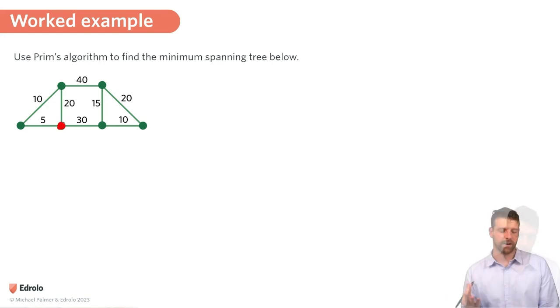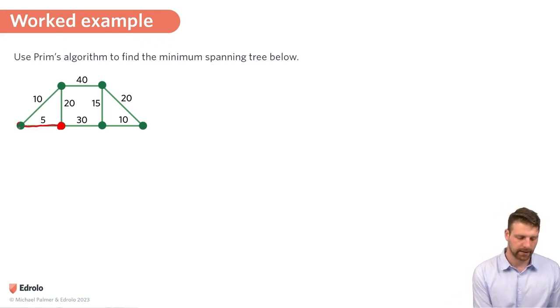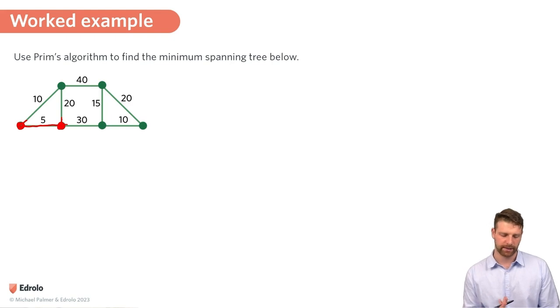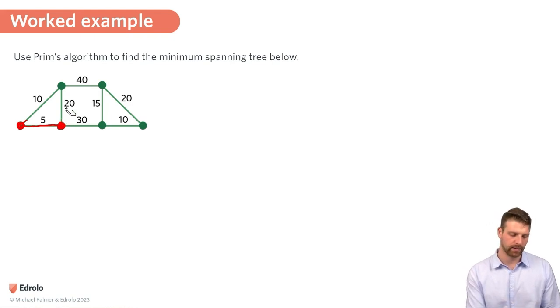You can do whatever. And I can see right now I need to choose the edge with the 5 on it, and connect it here. And now I can sort of choose from here, here, or here, right? So I've got 20, 30, or 10 to connect a new vertex. And definitely the best option there is the 10.